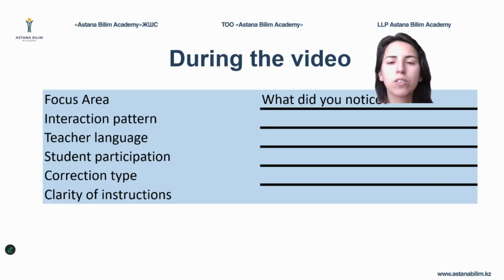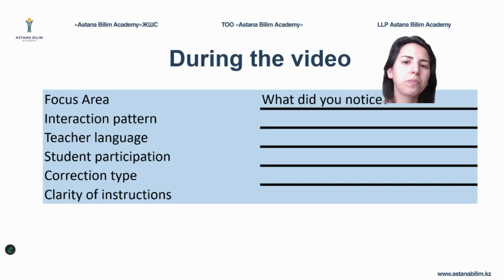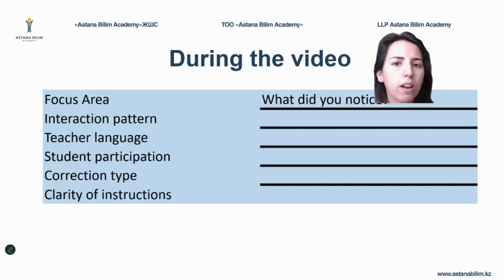What about teacher language? Teacher talking time, instructions, immediate or delayed feedback. What about student participation? At which stages students are engaged? Are they engaged or not? Are they actively or passively learning the language? Are they bored? Maybe correction type, so delayed, immediate error correction, written code error correction, or maybe finger echo error correction, self peer error correction, and clarity of instructions.